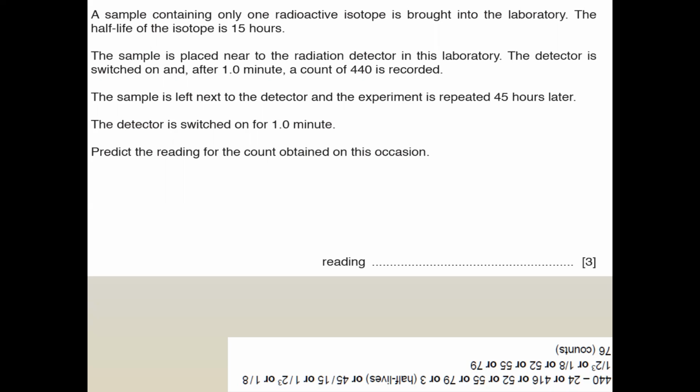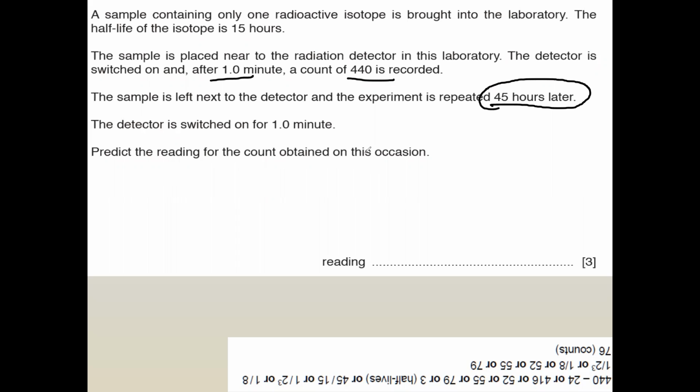Another question. A sample containing only one radioactive isotope is brought into the lab. The half-life of the isotope is 15 hours, so after 15 hours it becomes half of its original value. The sample is placed near the radiation detector. The detector is switched on for 1 minute and the count is 440. The experiment is repeated 45 hours later, with the detector switched on for 1 minute. Predict the reading on the detector on this occasion.